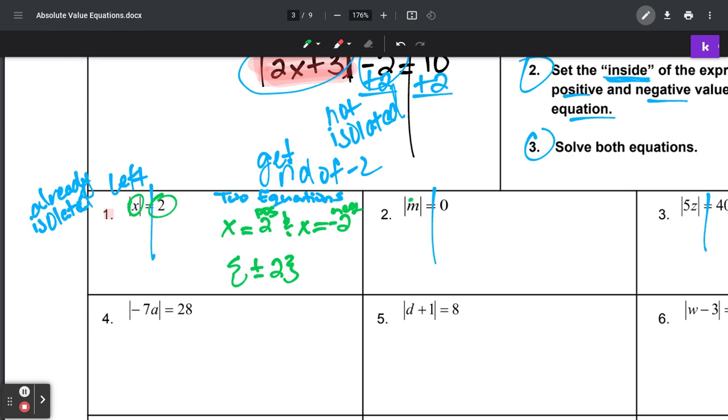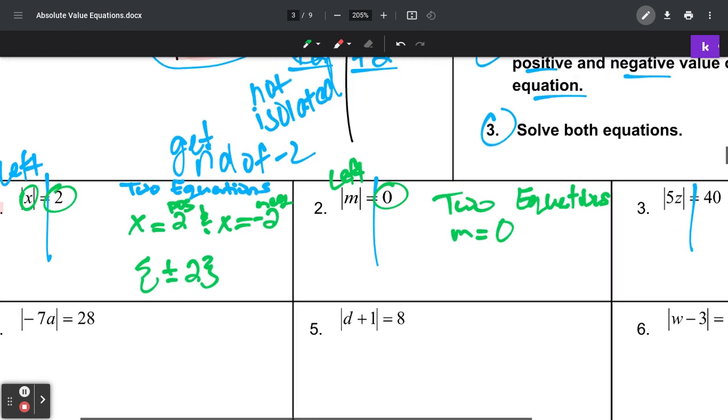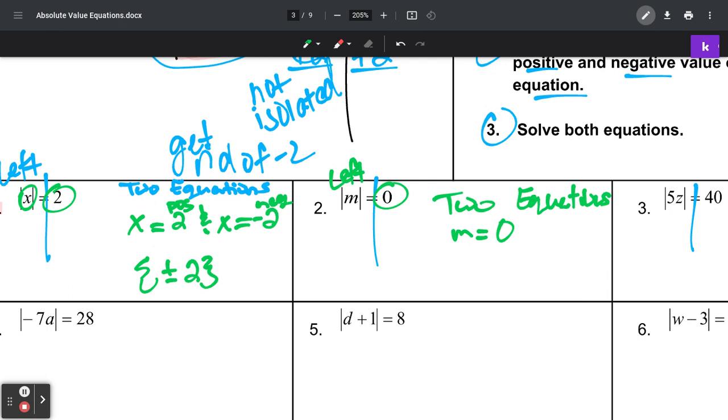On 2, what's on the inside? Well, first of all, you always check: is this absolute value on the left isolated? Is there anything else on the left side? The answer is no. So I set up my two equations. m equals, well, you think about 0. 0 is a neutral number. It does not have a positive or a negative value. So all you can write is m equals 0. Basically, the distance between some number and 0 is 0 units, but 0 is the only number that's 0 units from itself.